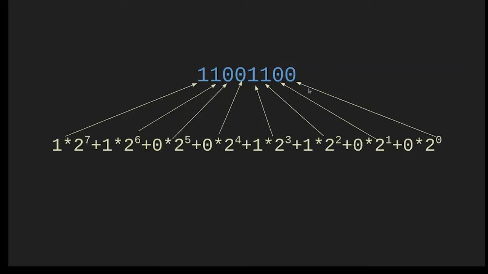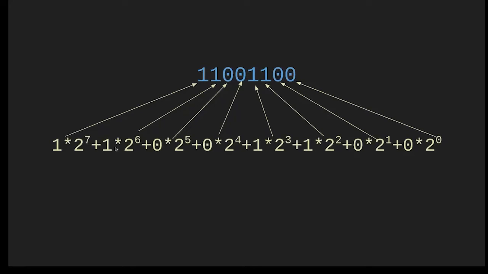What this means is you have 0 times 2 to the power of 0, then 0 times 2 to the power of 1, 1 times 2 to the power of 2, which is 4, then 1 times 2 to the power of 3, which is 8, then 0 times 2 to the power of 4, which is 16, 0 times 2 to the power of 5, which is 32, 1 times 2 to the power of 6, which is 64, and then 1 times 2 to the power of 7, which is 128, giving you 128 plus 64.